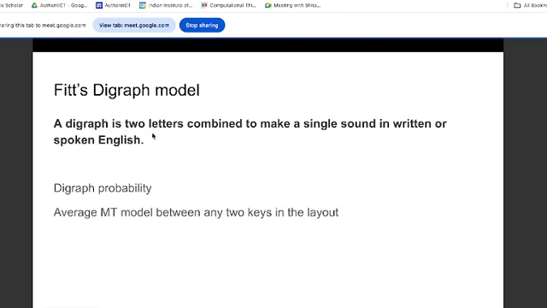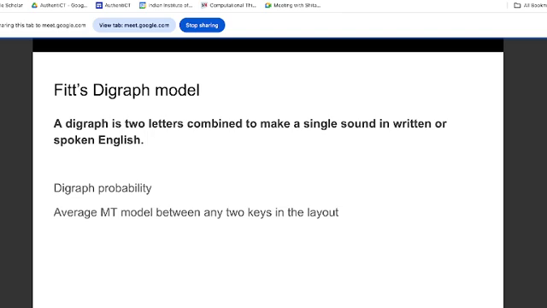A digraph is two letters combined to make a single sound in written or spoken English, like th, the, sh. We consider the digraph probability: how probable is this to be typed. And we model the average movement time between any two keys in the layout. That's what we are going to do with the Fitts digraph model.